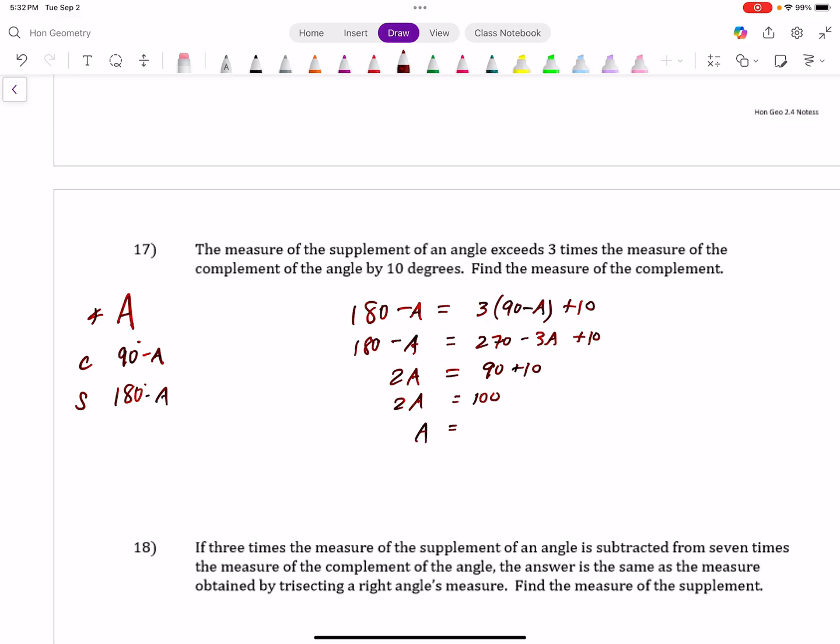So the angle itself, 50 degrees, okay? That makes its complement 40 degrees, which would make, remember this is the angle, which would make its supplement 130 degrees, but what do they want to know? Find the measure of the complement. So the measure of the complement is 40 degrees.